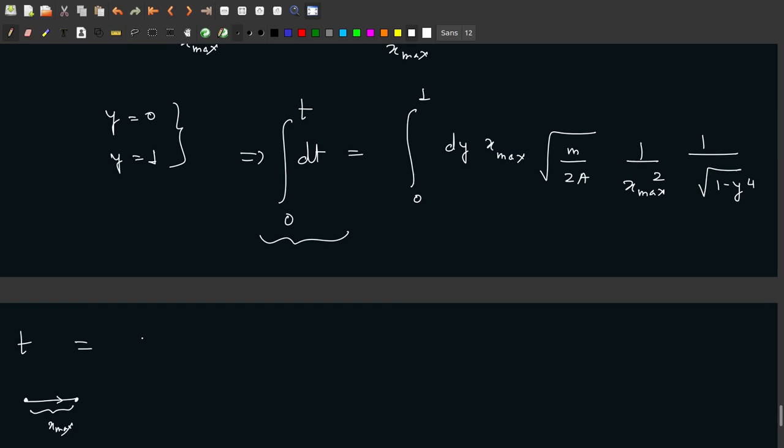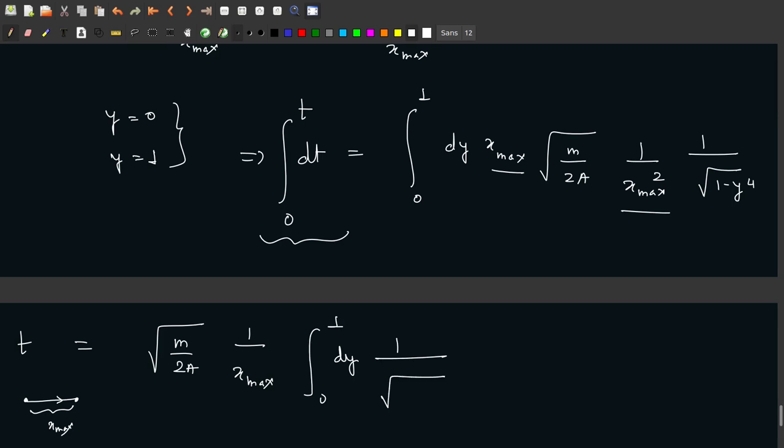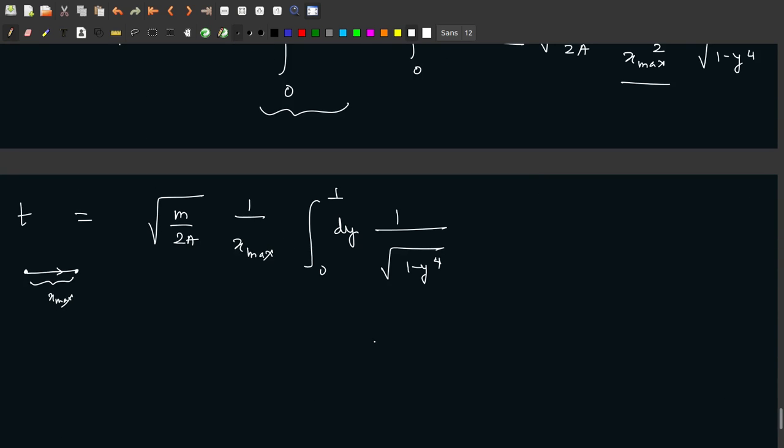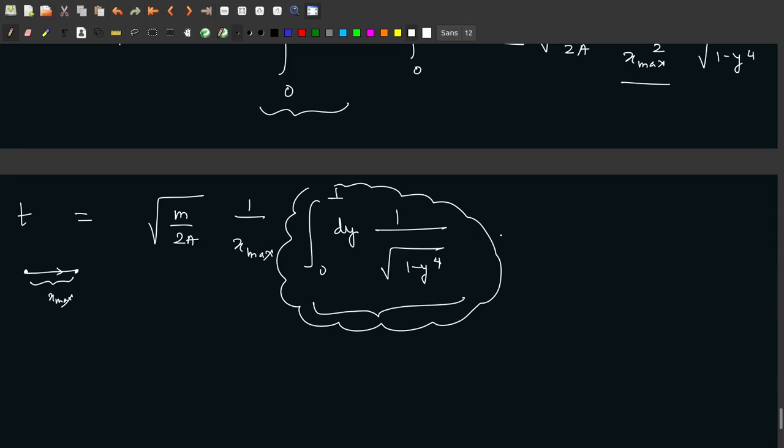So t is actually equal to the square root of m by twice of a. There is x max over here, and this is x max squared, so this is equal to 1 by x max times the integral of dy from 0 to 1 of 1 by the square root of 1 minus y to the power of 4. So you just have to evaluate this integral, but whatever it is, you can find out that this is a finite number.